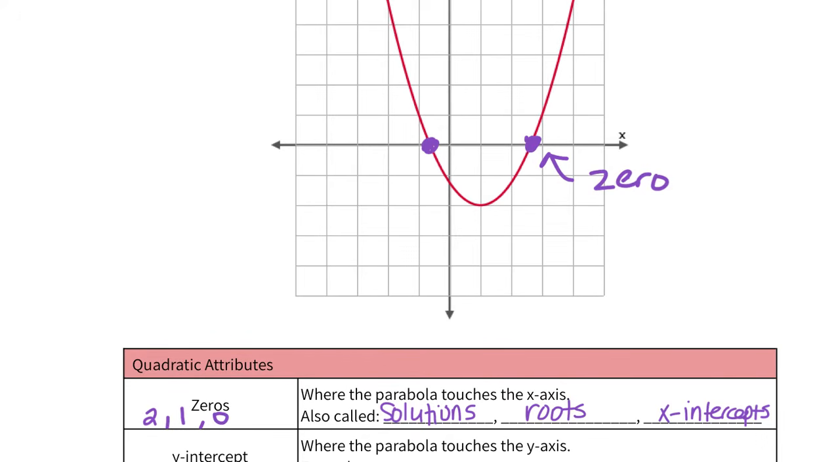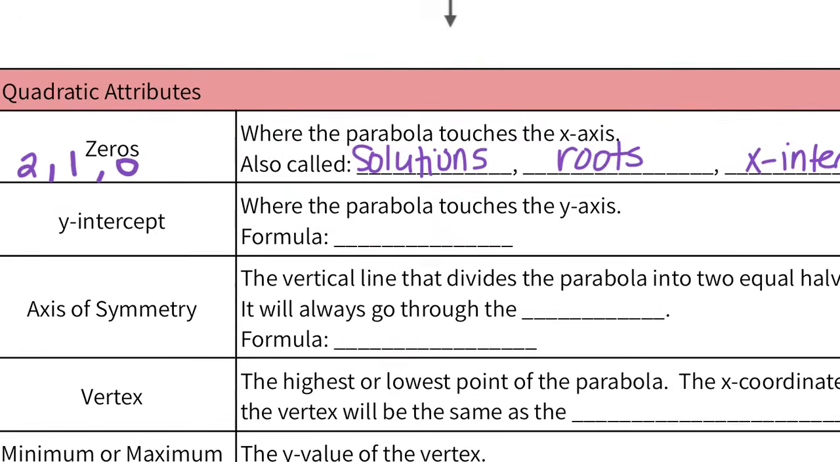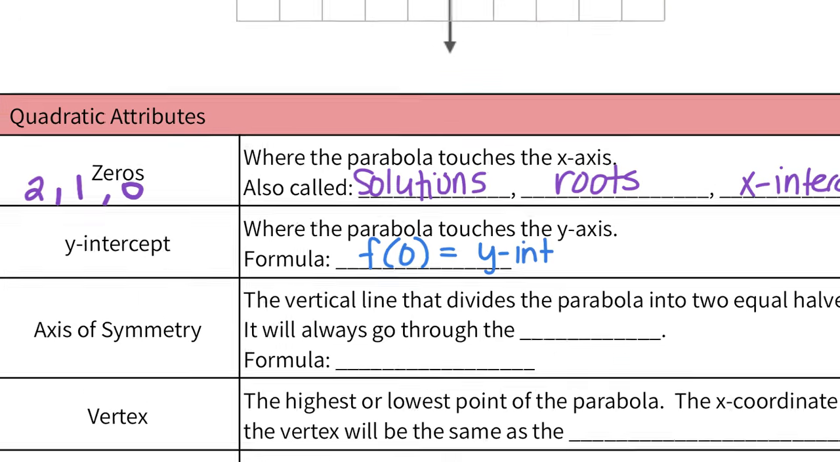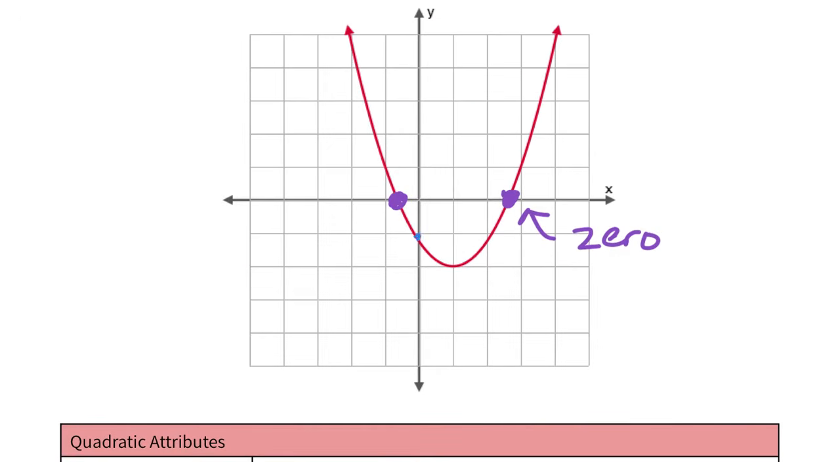Okay, next thing is the y-intercept. This one's self-explanatory. It's where the parabola touches the y-axis. Formula, so if you have an equation, if you were to plug in 0, that'll get you your y-intercept. So up here, y-intercept, boom.